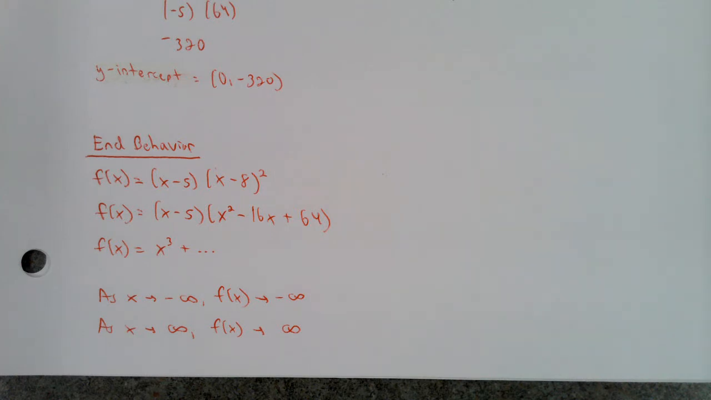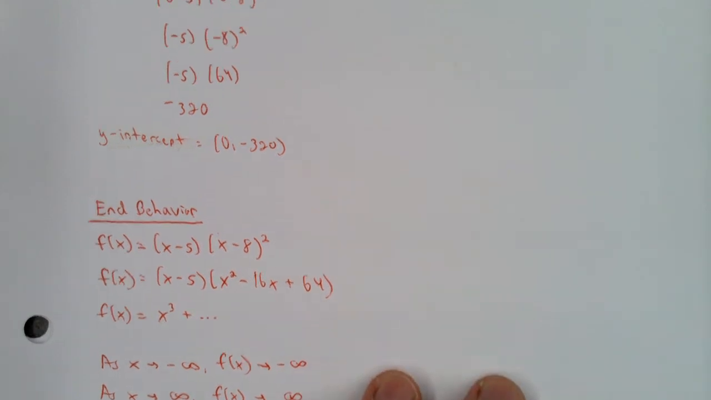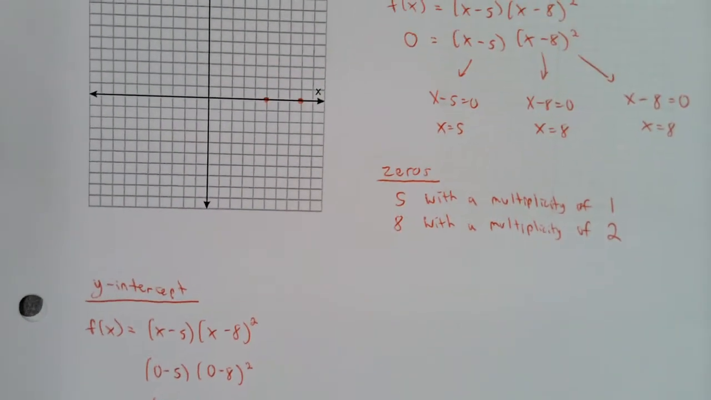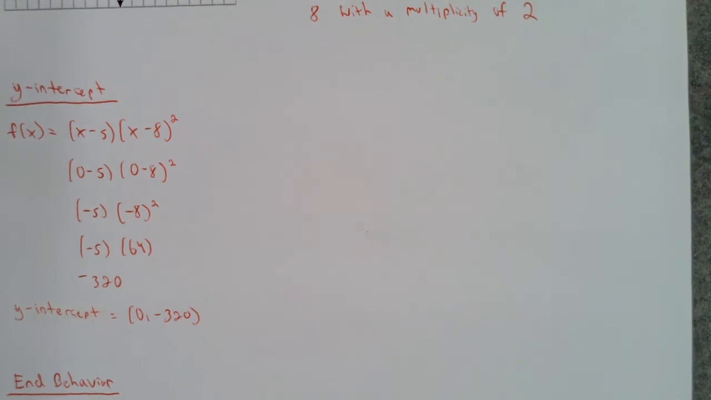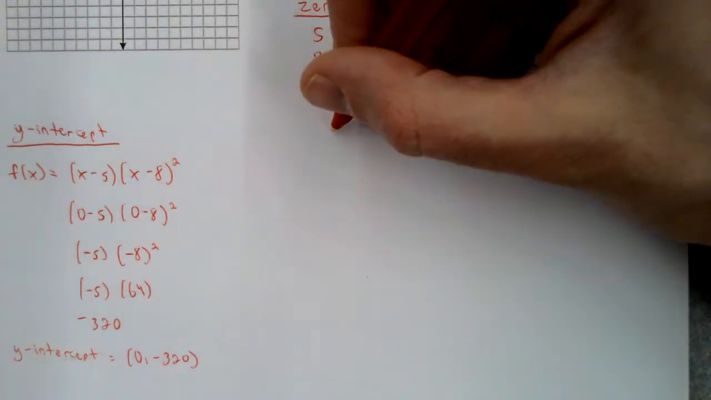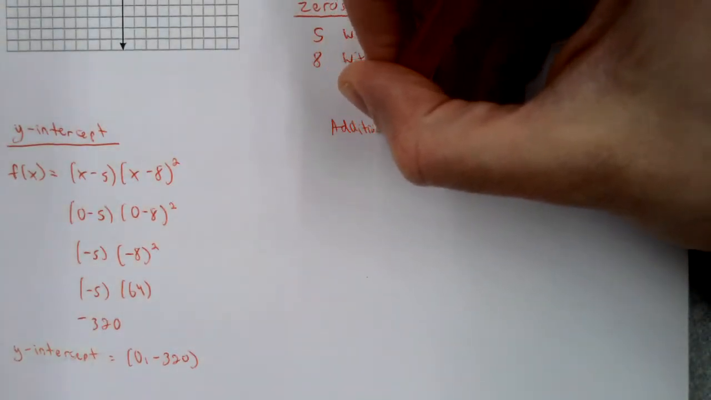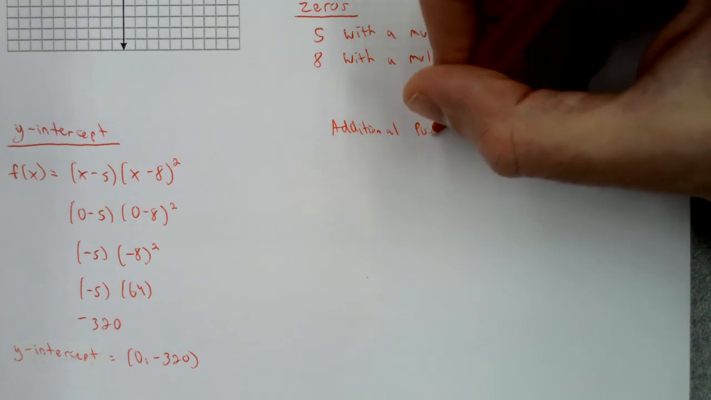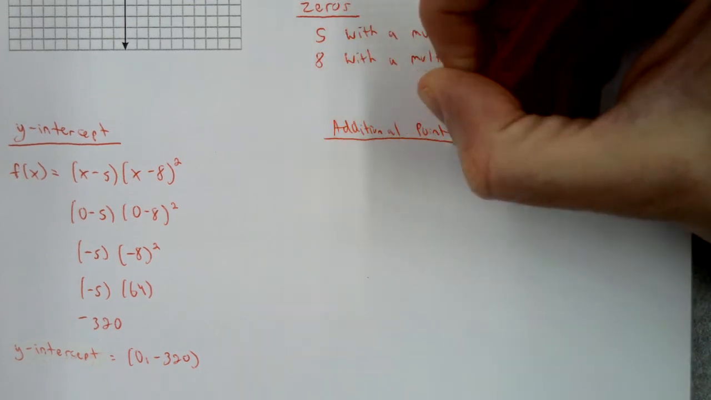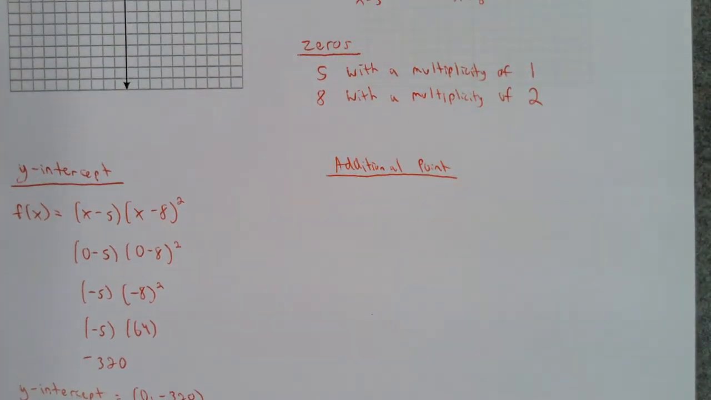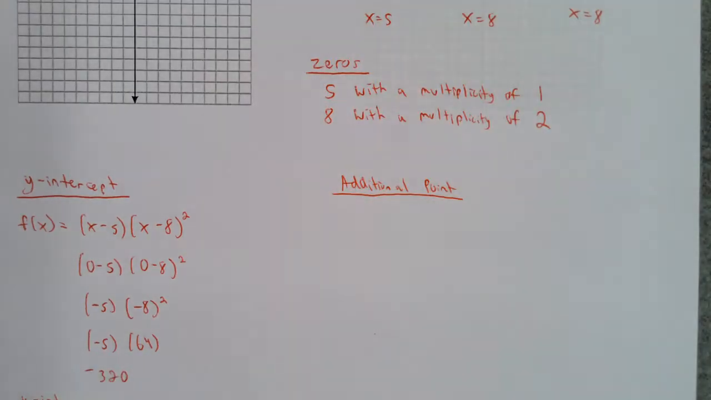Okay, so what I'm going to do now is get a few more extra points because we don't have that many yet. We only have 2 points. I'm going to try to get 3 more. Let's do x equals 6. Let's start with x equals 6.